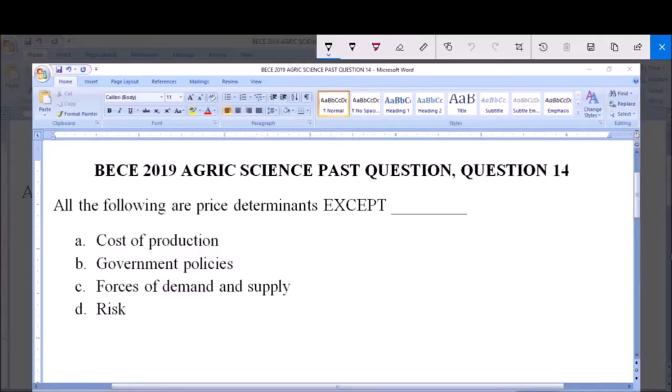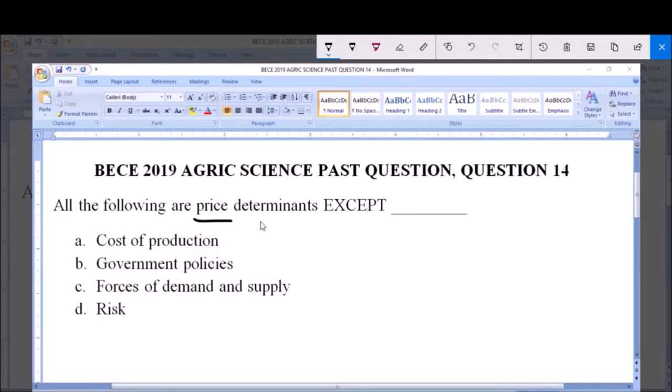Good day and welcome. Today we're going to be dealing with BECE 2019 Agric Science past question, question 14. All the following are price determinants except dash. A. Cost of production. B. Government policies. C. Forces of demand and supply. And D. Risk. So we are asked to pick which of the following is not a price determinant?